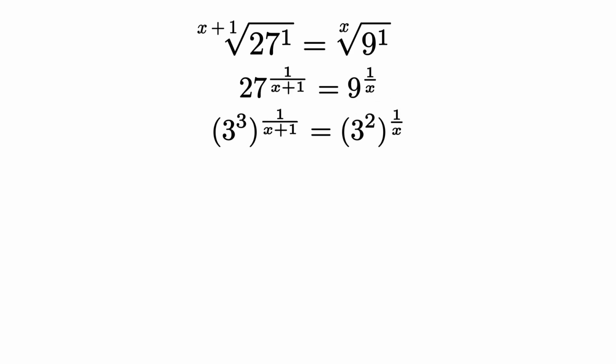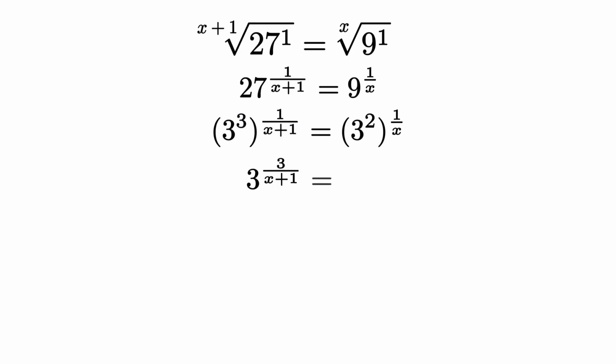That leaves us with 3 cubed to the 1 all over x plus 1 equal to 3 squared to the 1 all over x. We're going to clean this up a little. If you look at our exponents, we're going to use the power rule, because when we have a power raised to a power, we just multiply those powers together. So we have 3 to the 1 all over x plus 1. We multiply that 3 by the 1 all over x plus 1, and that will give us 3 all over x plus 1.